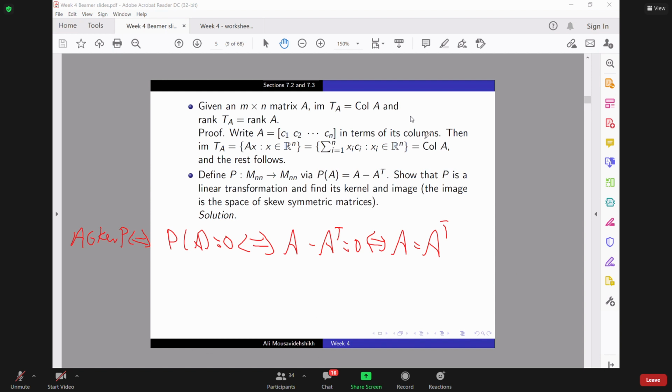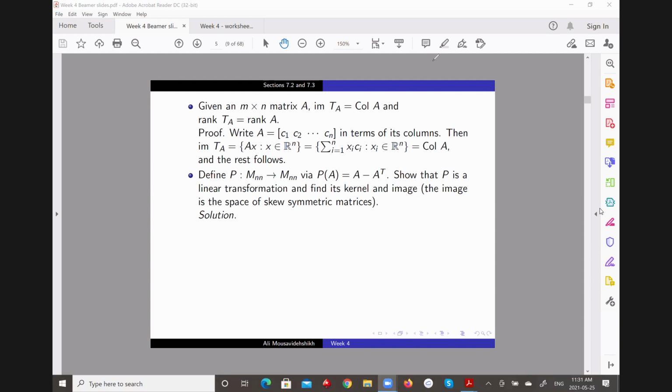Okay. Always remember the kernel is the set of inputs that under the linear transformation go to the 0 element in your codomain. You're welcome.